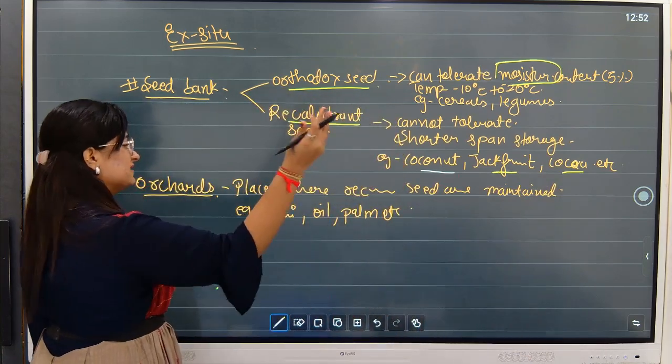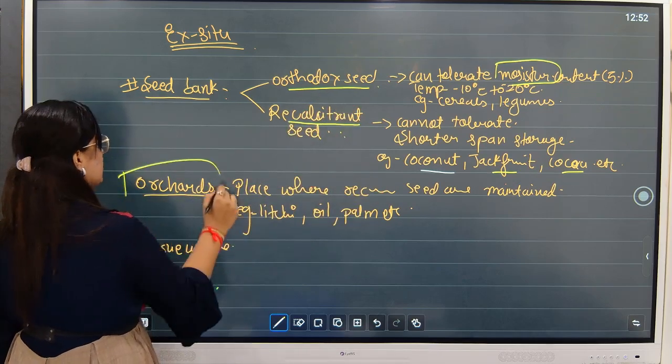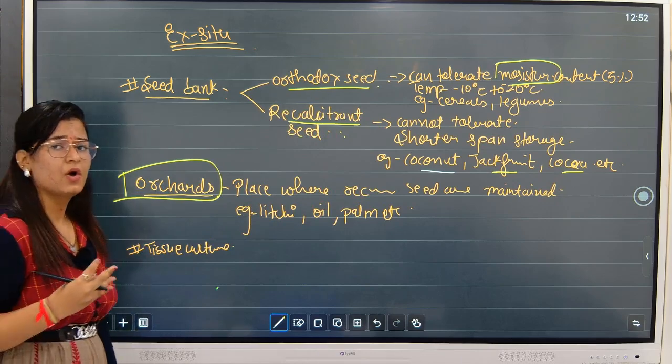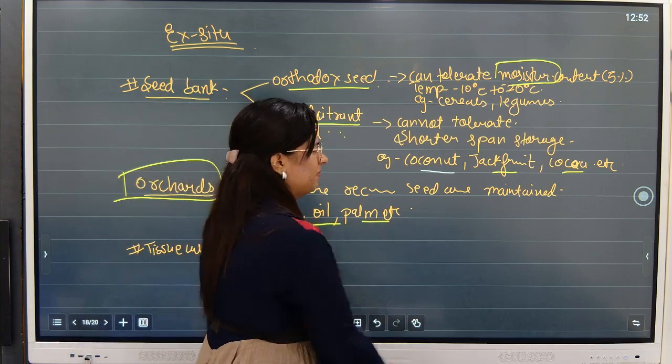Now the place where this type of seeds are maintained is known as orchards. क्या बोलते हैं उसको हम लोग? Orchards. Okay, और वहाँ पे example दिया हम लोग अगेन लीची, oil palm, etc.